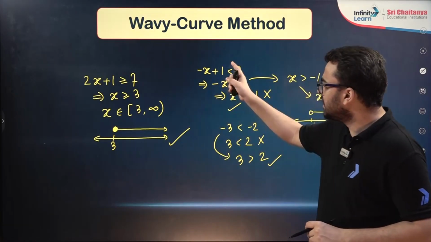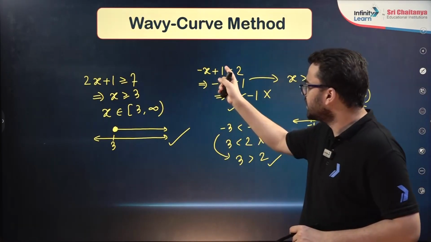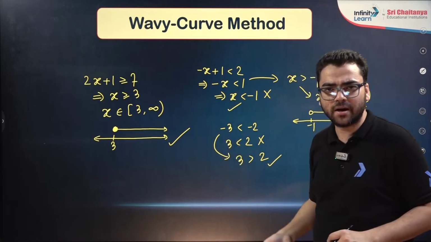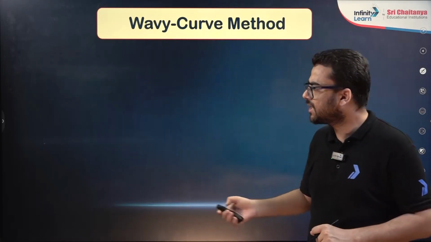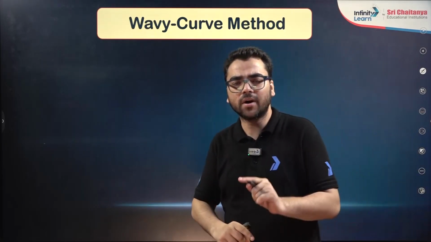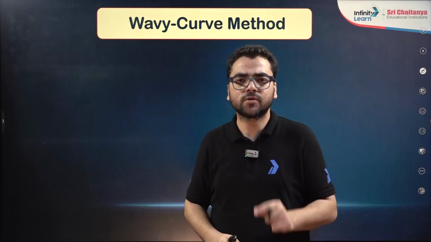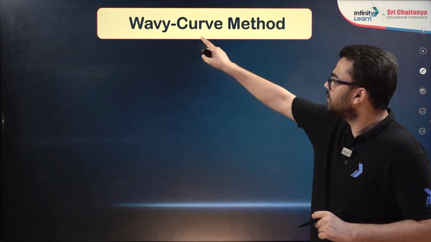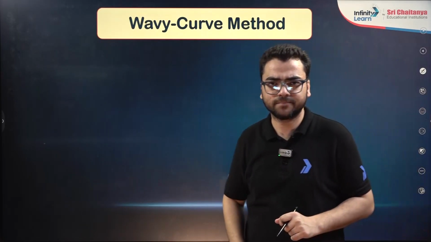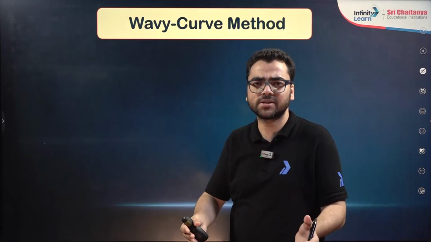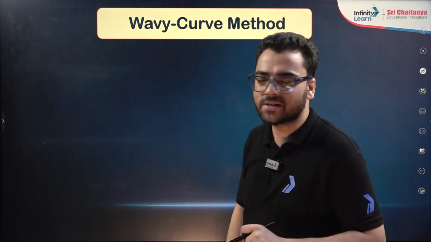Now that was a linear inequation. So that was very easy to understand, very simple to do, right? But every time you'll not get something like that. Sometimes you'll get quadratic inequalities and inequalities of more power, more higher exponent as well. So for that only we study something called the Wavy Curve method. So I'll explain using 3-4 questions. Let's see till how many examples I can take.